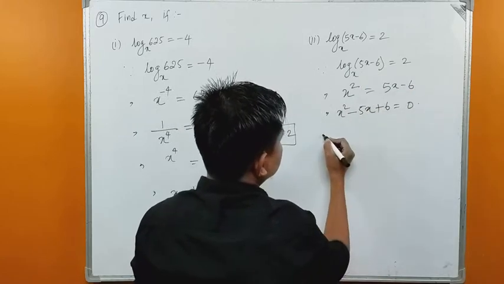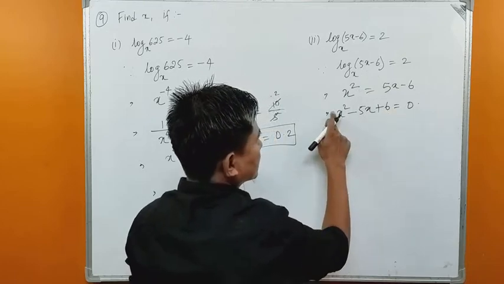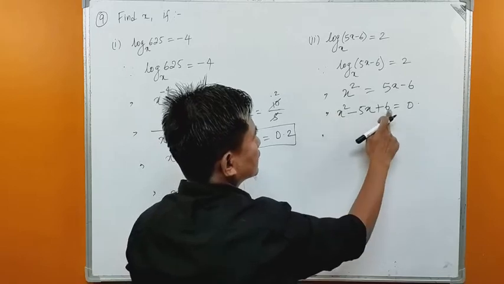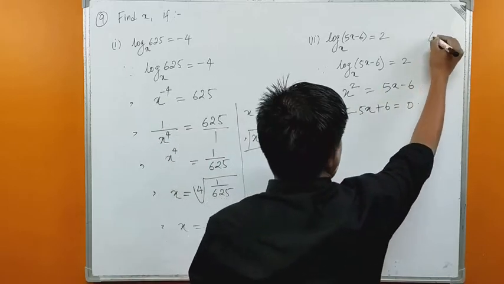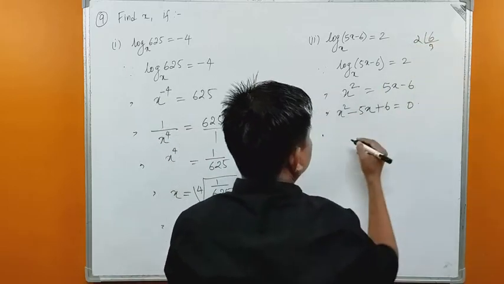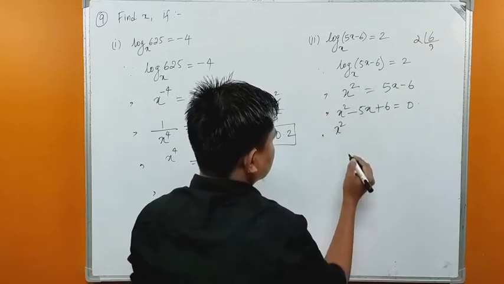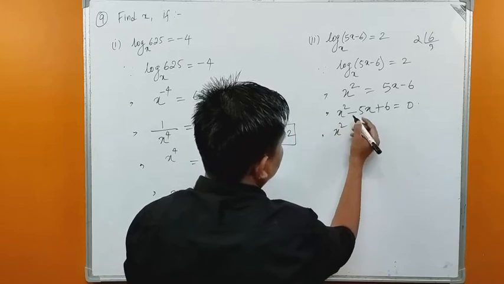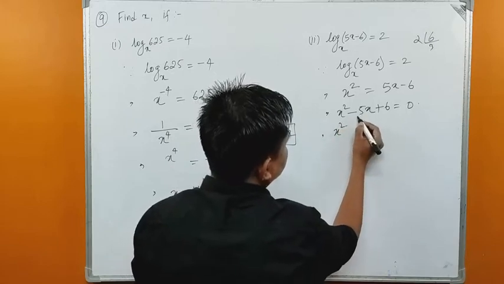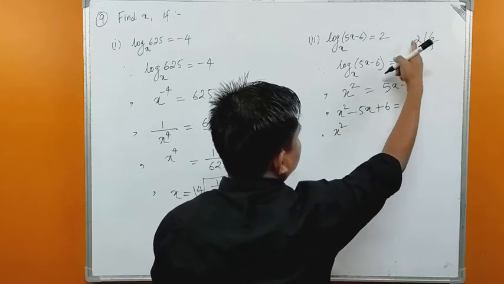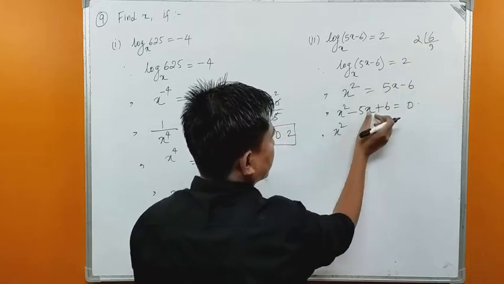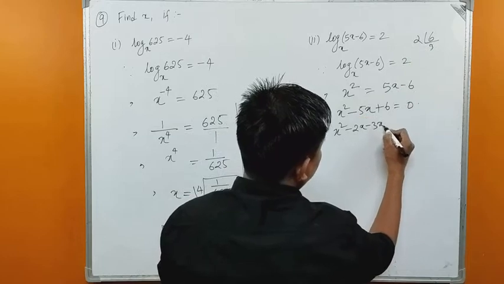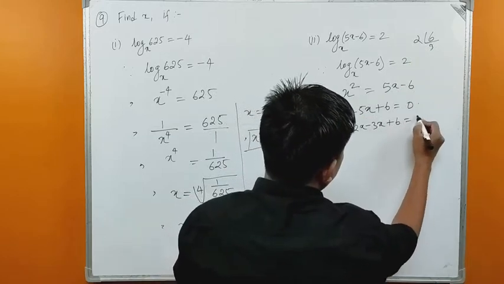Now let us factorize this. 6 1s are 6. There is 1 in front of x square. The coefficient of x square is 1, isn't it? 6 1s are 6. So 6 means 2 3s are 6, isn't it? That means x square minus 5x. We need minus 5x, isn't it? So 2 and 3. By using 2 and 3, we need to bring minus 5x. So minus 2x minus 3x plus 6 equal to 0.